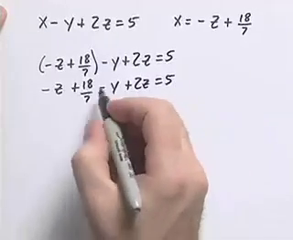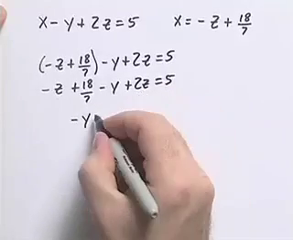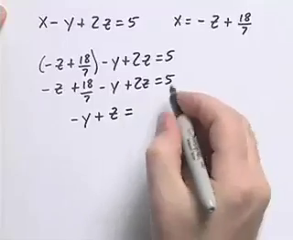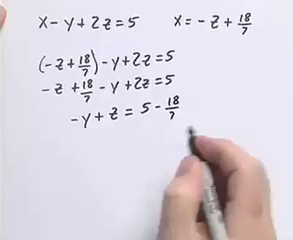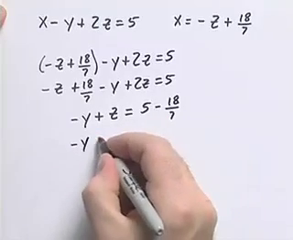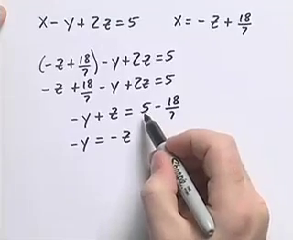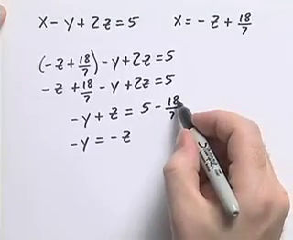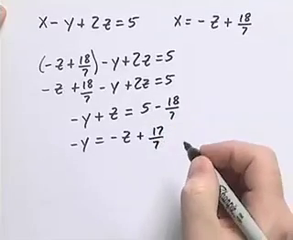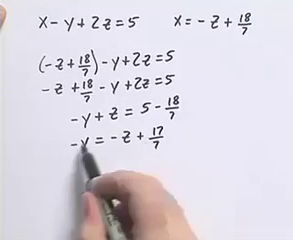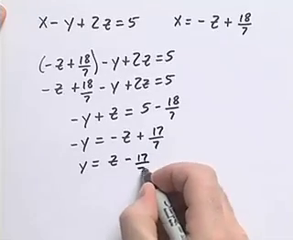We can collect like terms here and bring this 18 sevenths to the other side. So we'll have negative y, negative z plus 2z is plus z, equals 5 minus 18 sevenths. We'll have negative y. We want to bring the z to the other side, so we'll have negative z. And 5 is really 35 over 7, so 35 minus 18 is 17, so we'll have plus 17 over 7. And we need to get rid of this negative, so we'll multiply both sides by negative 1. So y is equal to z minus 17 over 7.